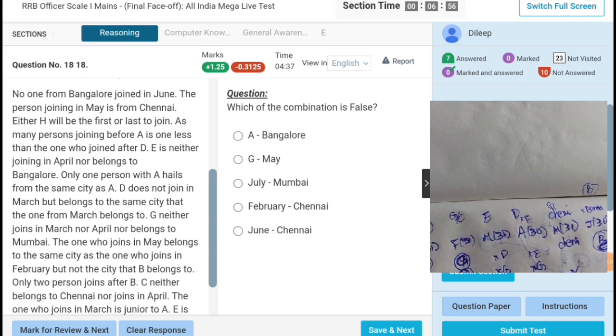Only one person with A hails the same city as A. D does not belong to the same city as March either. T and D. T is neither March nor April. May belongs to the same city as the one who joins in February. G and C, not with B.